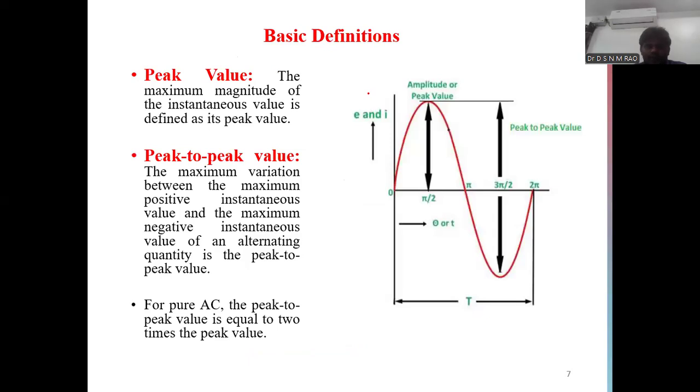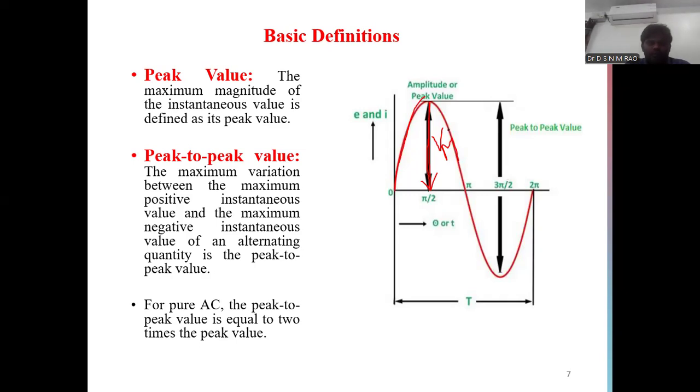Next one, peak value. What is peak value or maximum value? The maximum amplitude of instantaneous value is known as peak value. It is the maximum instantaneous value of an alternating quantity. The waveform is changing from 0 to maximum value. This is the maximum instantaneous value, which is nothing but peak value or amplitude or crest value. This is denoted by Im or Vm. If it is a voltage signal, Vm; if it is a current signal, Im.